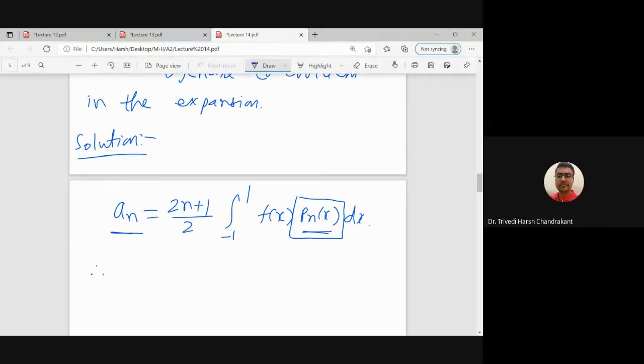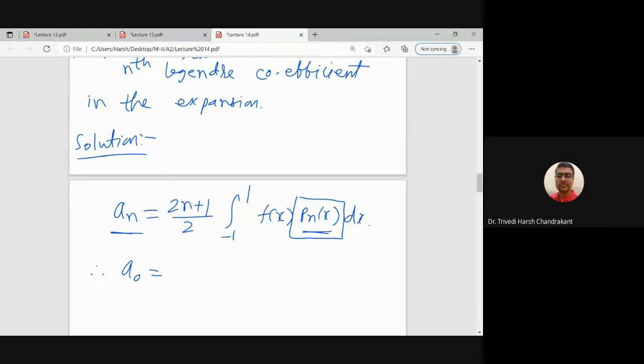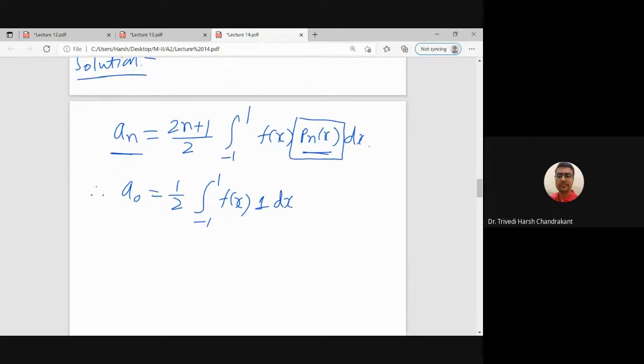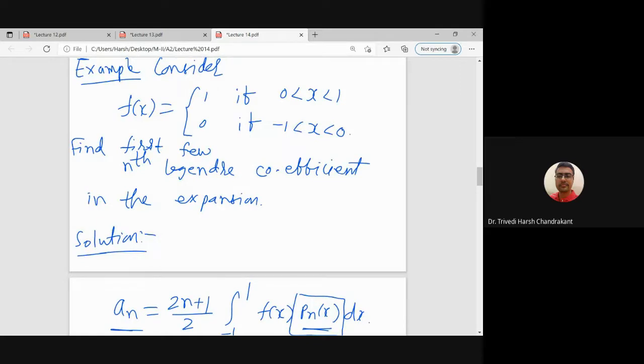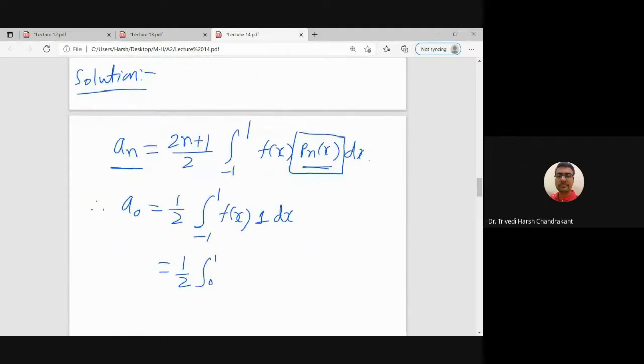So here, what is a0? For n equal to 0, it will become half times the integral from -1 to 1 of f(x) times P0(x). P0(x) is 1 only, so that you can verify from the product formula. So this is nothing but the integral from -1 to 1 of this function, but this function is 0 over this interval, so we integrate over 0 to 1, where the value of the function is 1, right? And if we integrate this, we get x with limits 0 to 1, so the value of this integral is half.